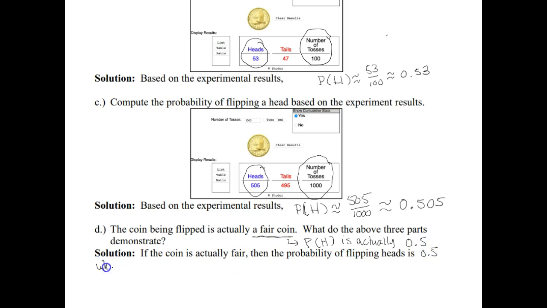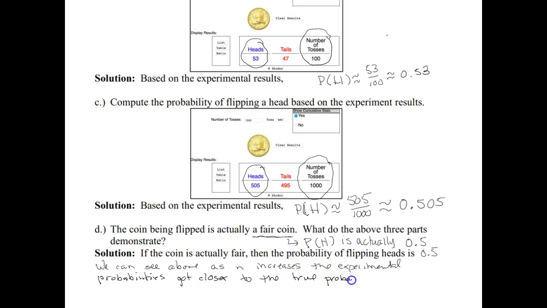And we can see above, as n increases, the experimental probabilities got closer to the true probability. So this demonstrates the law of large numbers.